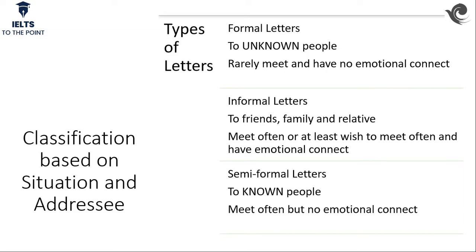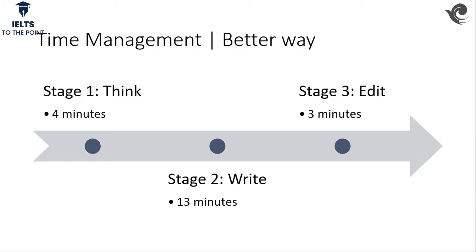Lastly, semi-formal letters are written to known people. These are the people we meet often, but there is no emotional connect. So after looking at these definitions, we can definitely say that the formal letters are written to somebody who is at an authoritative position within your company or in a public office. Informal letters are written, as I already said, to friends, family and relatives, whereas semi-formal letters are written to the people who are working in office or who are living very nearby, but we don't have an emotional connect. This could typically be your immediate boss or your colleague or your counterpart.